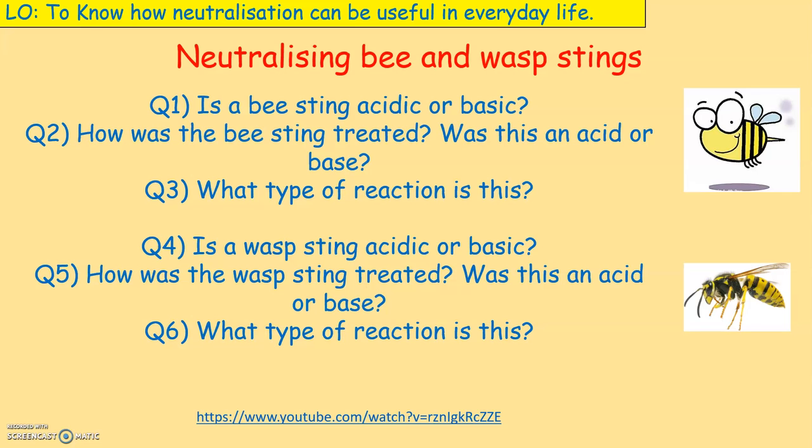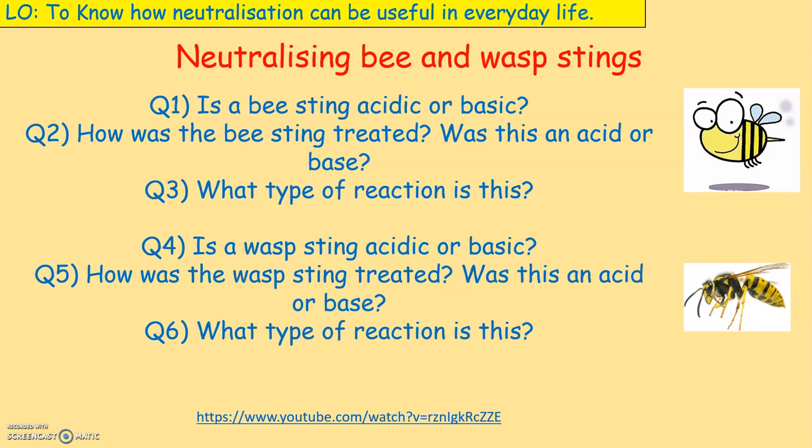Now, number four said, is a wasp sting acidic or a base? Actually, the sting of a wasp is a base. It's an alkali. Basic. The reason we say basic is because it's also a base. So how was this treated? Was it treated with an acid or a base? Remember, the sting is a base, meaning it needs to be neutralized using an acid. So it was treated using vinegar, which is acidic. And the reaction of this is also neutralization.